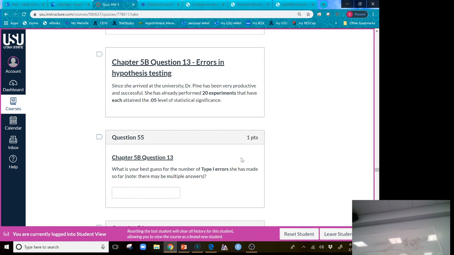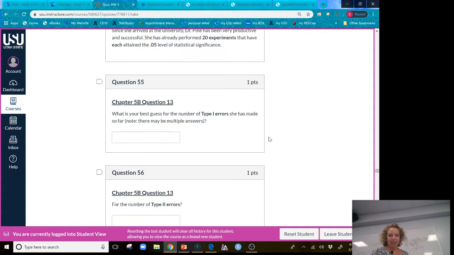Can you pick hypotheses that are pretty much guaranteed to be true? You can. So false positive and false negative, type 1 and type 2 errors, depend on the null hypothesis being true, and we have no way of knowing the truth in those experiments. Maybe she picked easy to prove things. We don't know.